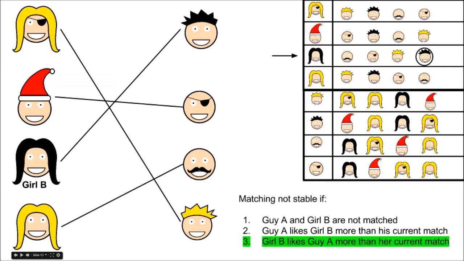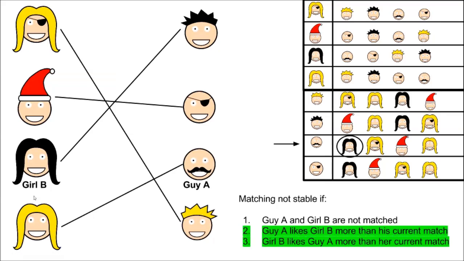A guy A who likes the black-haired girl more than he likes his current match. Looking through the list of guys, we have blonde-haired guy, who likes black-haired girl third most, but he prefers the eye patch girl over her, so it can't be him. Looking at black-haired guy, they're matched, so it can't be them, because guy A and girl B cannot be matched. So we found moustache guy. Now we are going to label him guy A, because she, the black-haired girl, is top of his list.